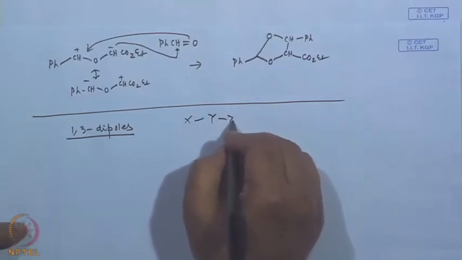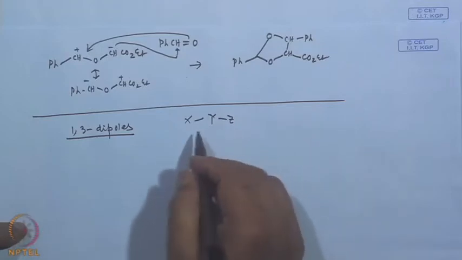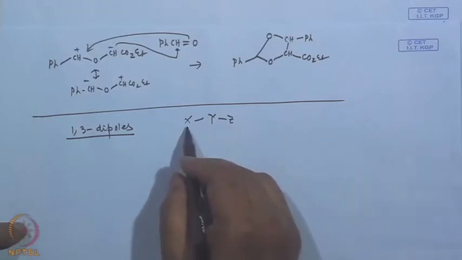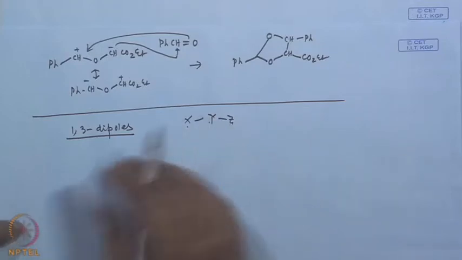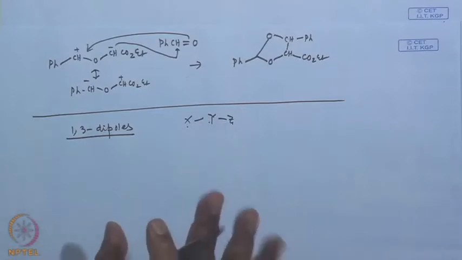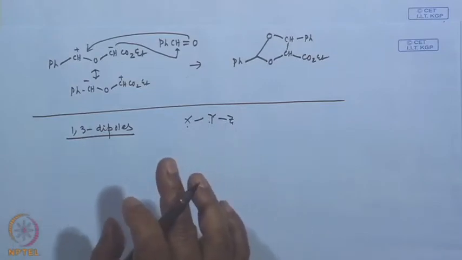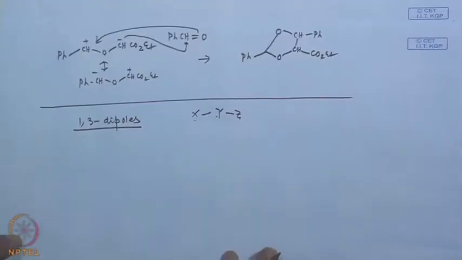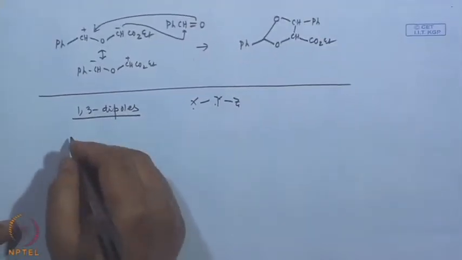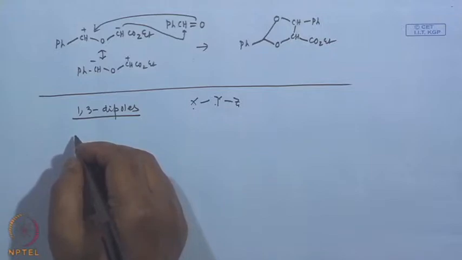X, Y, and Z. You can have all kinds of combinations: nitrogen, nitrogen, nitrogen, or carbon, nitrogen, nitrogen, or nitrogen, carbon, nitrogen; all permutations and combinations can come. But in heterocyclic chemistry, only a few of them are regularly used, or I should say more popular. One of them is the one we will talk about today.